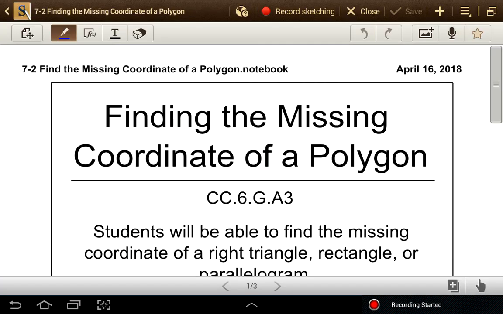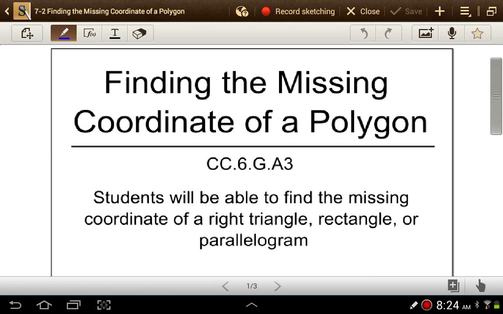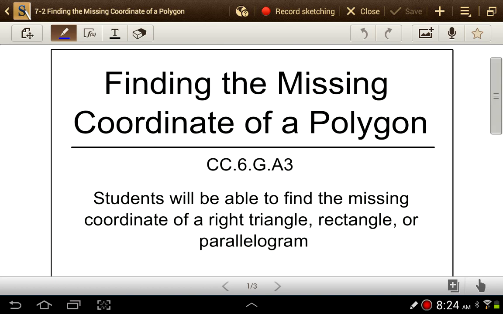Finding the missing coordinate of a polygon. That's going to be our lesson for today. I'm going to give you all the coordinates of a polygon except for one. I'm going to describe the polygon, and then you have to find that last point. Today we are only going to focus on triangles, rectangles, and parallelograms as our polygons.